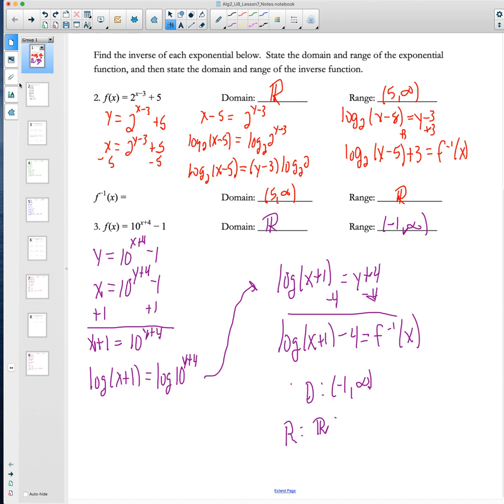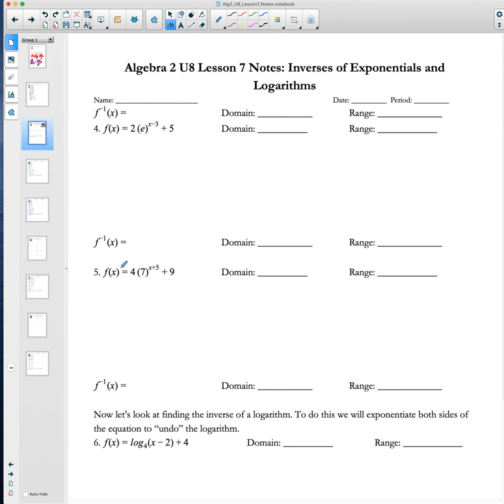All right, so here's what I would like you to do. I would like you to do 4 and 5, and then we'll see how you do with that. Now, one hint, remember that we have base e here. So the logarithm for that would be the natural log, or ln. So try 4 and 5. Turn the video back on, check your work, or check it on the fully worked answer key.